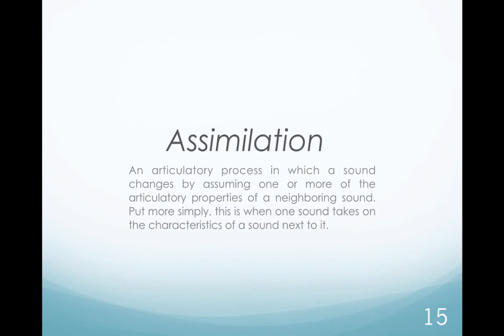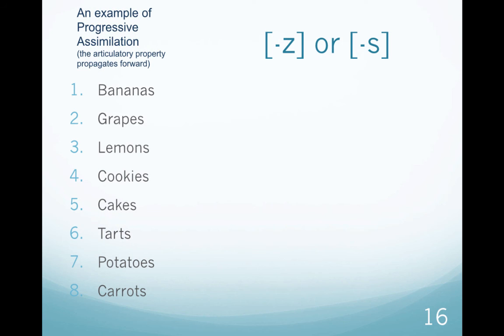So once again, let's take a look at assimilation. It is the process of a sound taking on characteristics of a sound that is next to it. Assimilation is a very common process, and many times we actually don't recognize that we do it. Let's take a look at these examples. This is an example of progressive assimilation. In other words, the articulatory property propagates forward. It goes from before to after the sound.